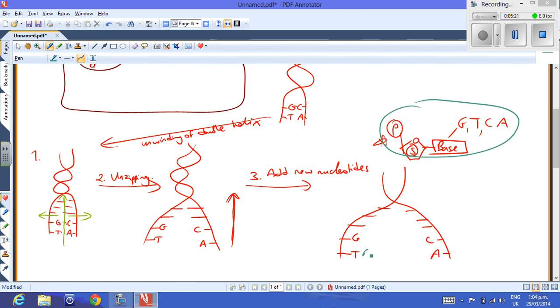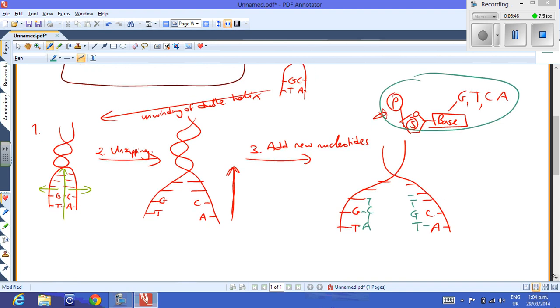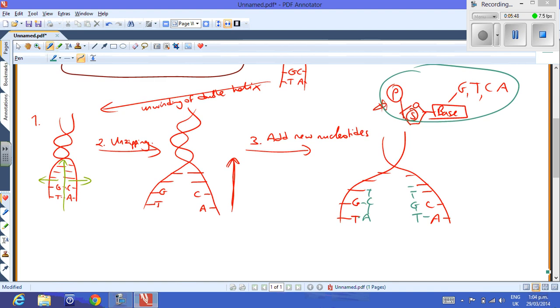So we'll have A with T there, and we'll have C with G, and then other bases will start to add themselves. And then these, of course, are nucleotides, so they're all linked together as well. T with A, G with C, and so on up the length of the molecule. So we're starting to add new nucleotides to the original DNA template, the red one. And then the final step will be to end up with two new DNA molecules.